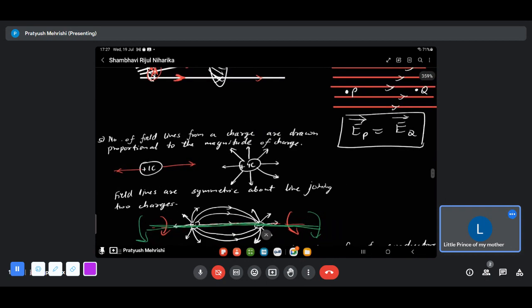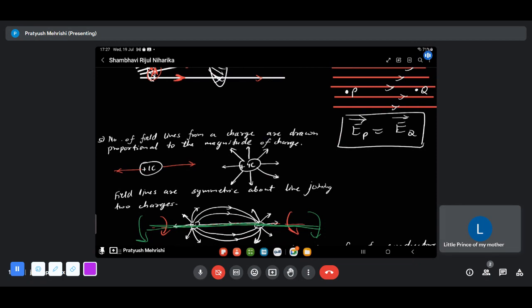Now, next point. Fifth point. The number of field lines drawn from a charge are proportional to the magnitude of the charge.